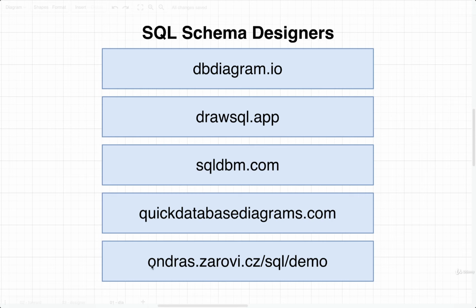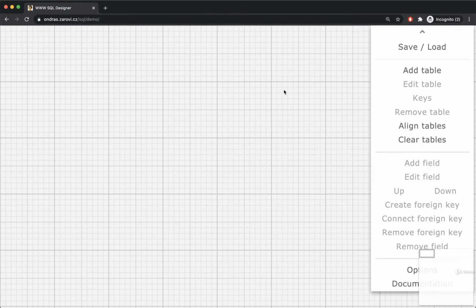All right, so the first one we're going to take a look at is actually the last one on the list right down here. This is an open source project, and it works pretty darn well. So I'm going to open up that link inside of a new browser tab. And once there, I'll then see a page that looks like this. We've got an empty canvas.